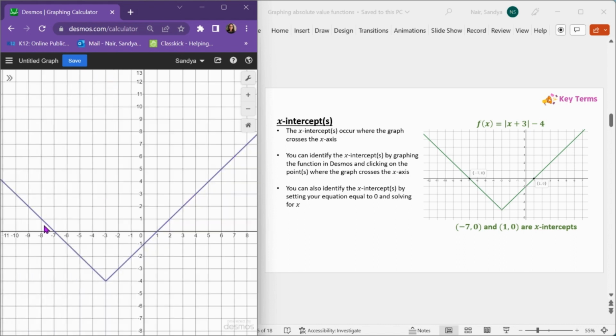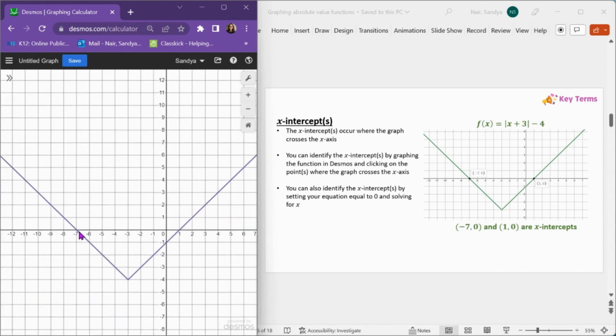So what you can do now is you can just click on those two x-intercepts in Desmos and it'll give you the coordinates. So that's how you know that negative 7, 0 and 1, 0 are the x-intercepts. Another way to find the x-intercepts is to set your equation equal to 0 and solve for x. Because notice that the y-coordinates will be 0 at the x-intercepts. But I know that we don't know how to solve absolute value equations just yet. So for now, you can just graph in Desmos and click on the points.